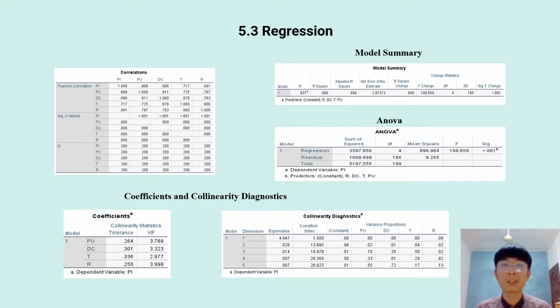After that is the last part of the regression, which is coefficients and collinearity diagnostics. A regression analysis was conducted to determine whether perceived usefulness, design creativity, trust, and responsiveness might be predicting the adoption of augmented reality. The result showed that the independent variable has a relationship with the dependent variable if the significance value is less than 0.05. Therefore, no variables should be removed.